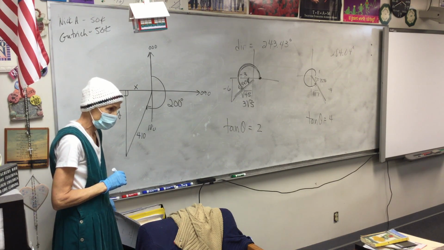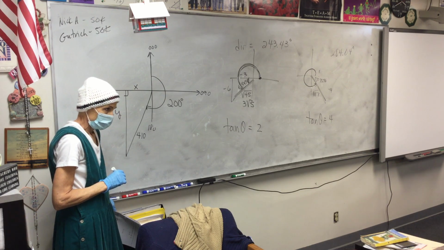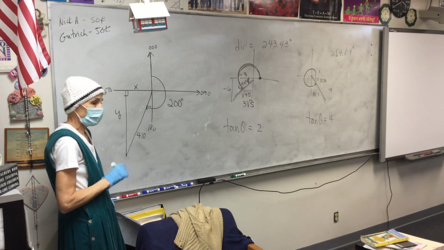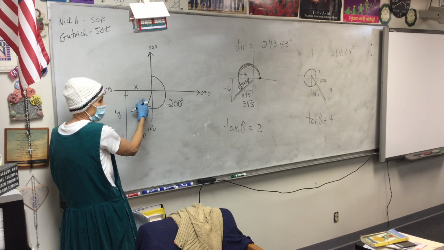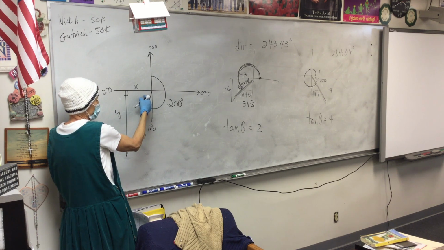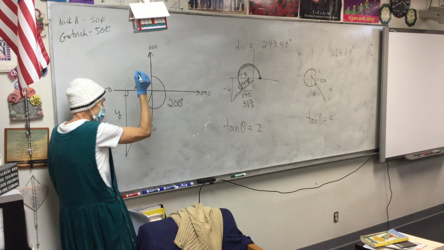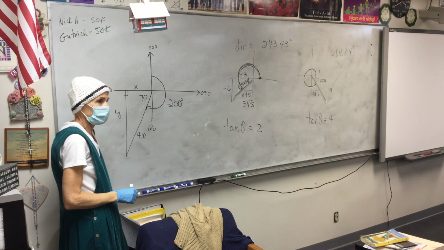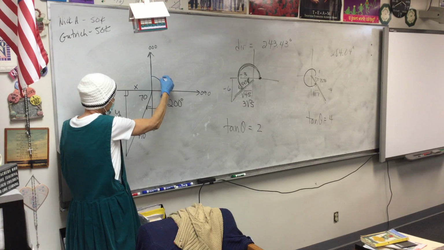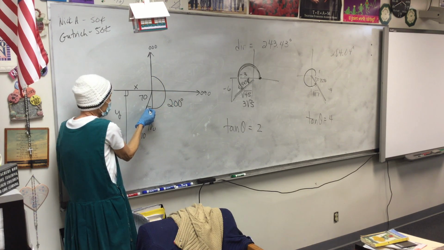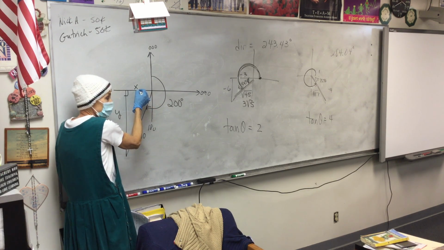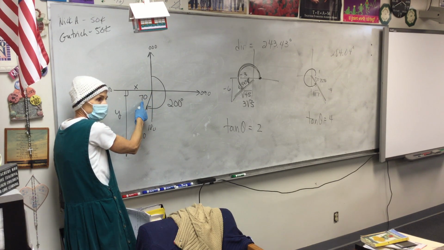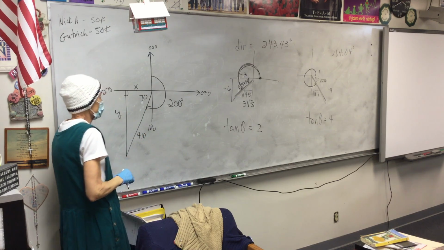What did we say X goes with? X goes with cosine. Now here's the problem. How big's that angle right there? You need to figure this out. Now let's use our brains. How big is this angle right here? 70. How far is it from here to here? 200. How far is it from here all the way to here? 270. So isn't that different 70 in there?